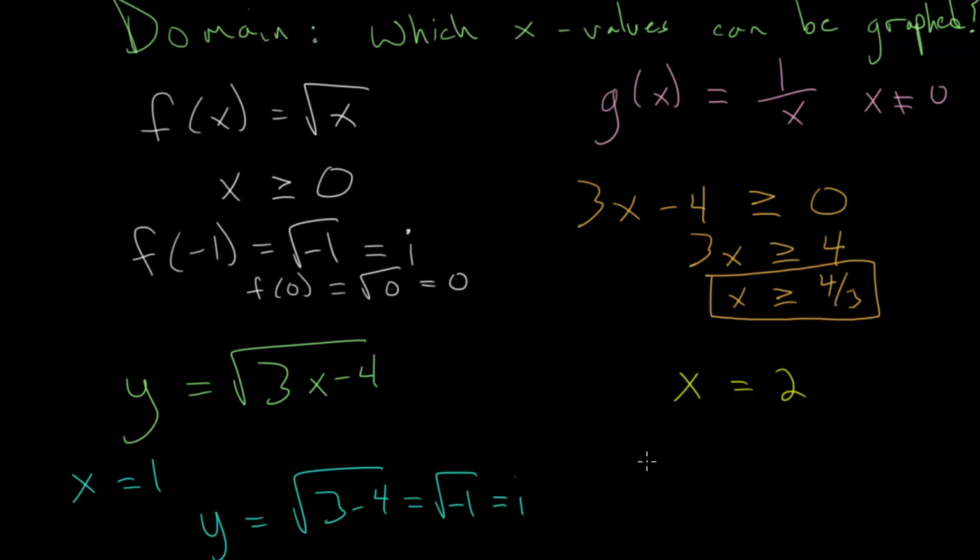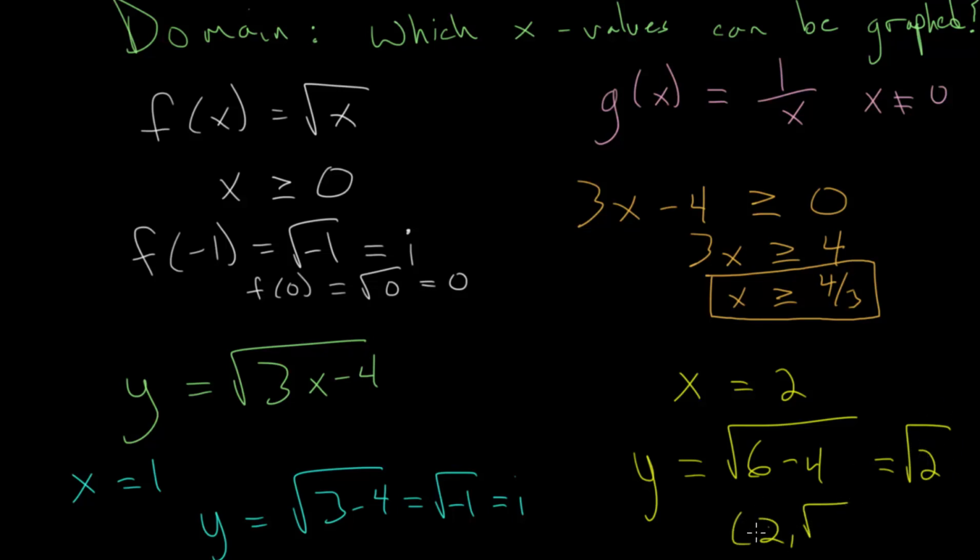And if we plug in 2, we get y is equal to the square root of 3 times 2, which is 6. Subtract 4 from that, and we get the square root of 2. And this is a real number. It's an irrational number, but it is a real number. And we can plot that coordinate point at (2, square root of 2). So we tested values on both sides of this inequality, and we got back values that actually made sense. So we can feel confident that this is the domain of the function. These are the x values that can actually be graphed on the coordinate plane.